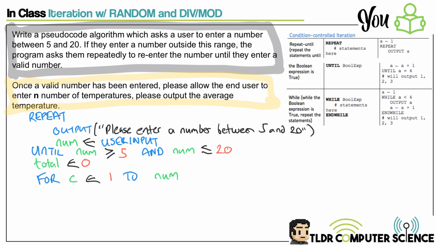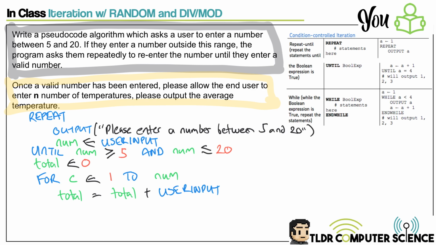And every single time we go around, what do we need to do? So we can have total is equal to total plus what? No, where are we going to get the temperatures from? Who's going to give us the temperatures? So plus user input.